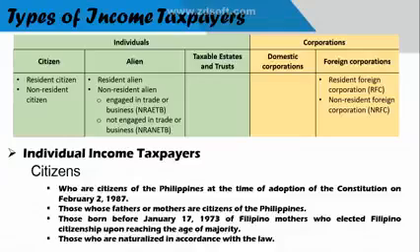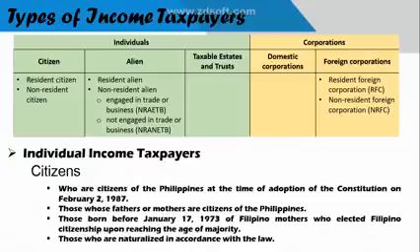Citizens, you are being called a citizen class of the Philippines if you are, at the time of adoption of the Constitution, a citizen of the Philippines at the time of adoption of the Constitution on February 2, 1987. So all the citizens in the Philippines during February 2, 1987 up to the present are already citizens of the Philippines. So that time, it was granted.